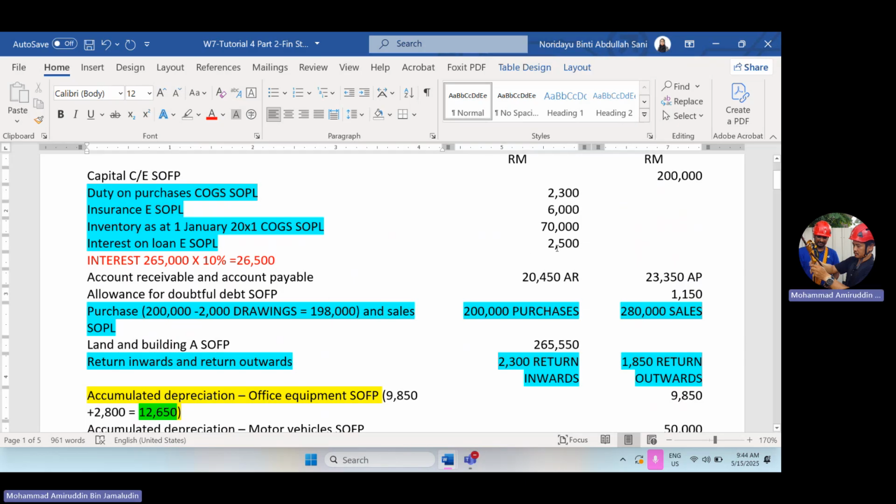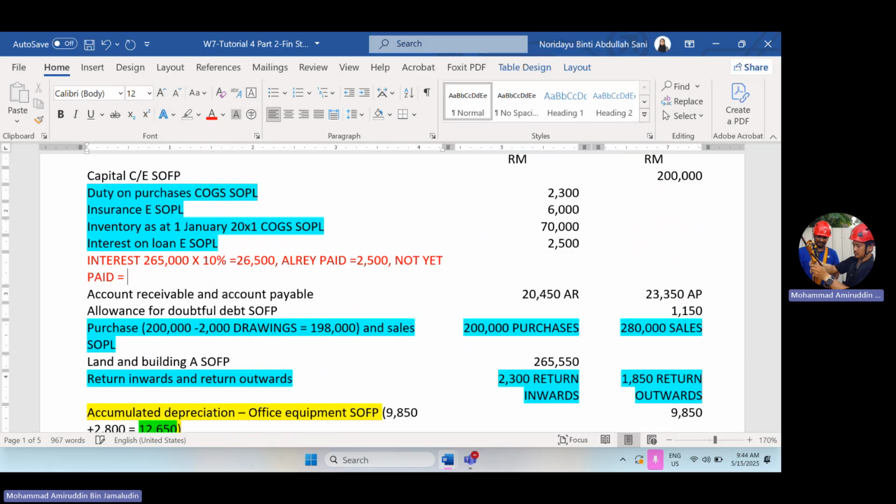How much you pay for the year? You already paid 2,500. How can I know I already paid 2,500? It is here in the balance expenses, right? Meaning you already paid. How much you are supposed to pay? 26,500. What does it mean? You still have amount not yet paid. What is this? This is accruals, right? Accrued interest on loan.